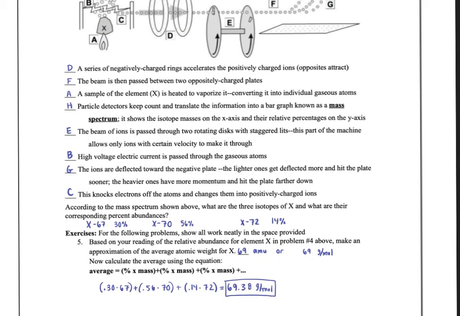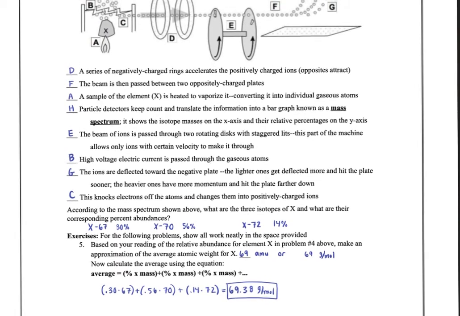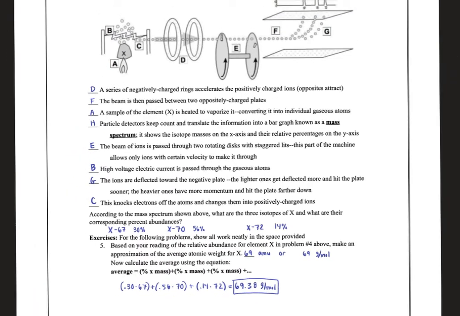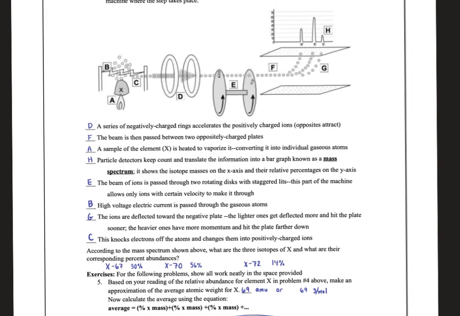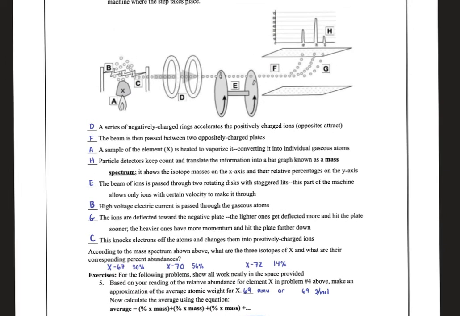According to the mass spectrum shown above, what are the three isotopes of X and what are their corresponding percent abundances? So I'm just going to give this to you guys because I know your graph is kind of small and blurry. So first of all, I said that the isotope X, the first one was 67, the second one was 70, and then the other one had a mass number of 72. And then I'm looking at this bar graph to get the percent. And I know there's some eyeballing, so let's go with 30% for isotope 67, 56%, and 14%. Those should add up to 100% of the isotopes.